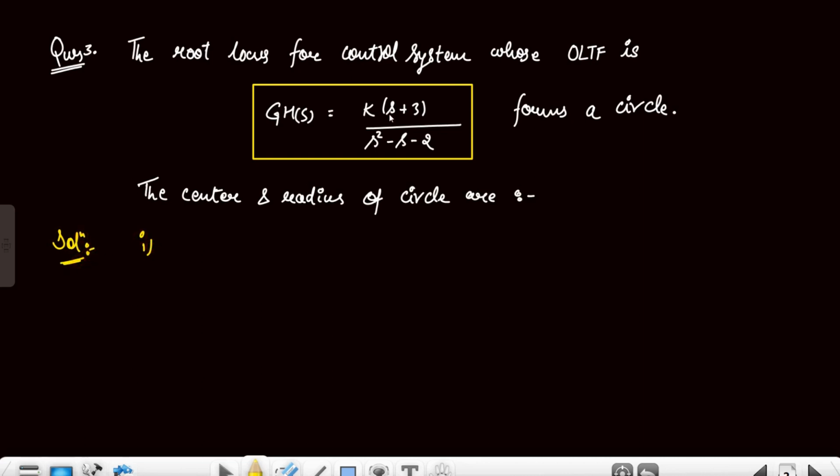First of all, as we can see, there is one zero at minus 3, and the roots of this polynomial will give the poles. So there are two poles. Poles are greater than zeros, which means it is a proper transfer function.